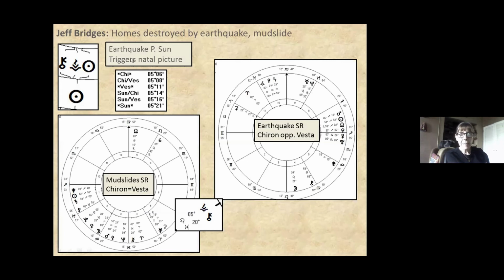Now, that was an earthquake, ruined his house. When he had earthquake, more earthquake, this solar return had Chiron opposite Vesta. And when he had mudslide, the solar return had a Vesta Chiron picture that we can't see on the chart. No, but we can see it on the dial. Looks like a conjunction. So there we have Vesta Chiron and homes that were destroyed and rebuilt.